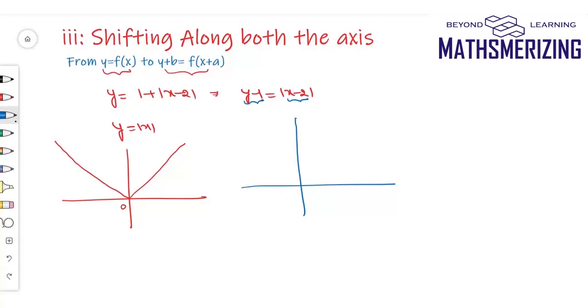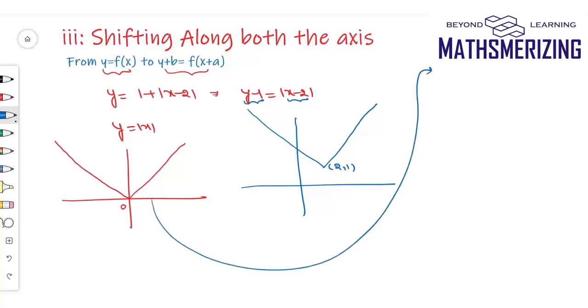So I'll shift the entire graph plus 2 units along x-axis and plus 1 unit along y-axis. So either I can take both the transformations simultaneously or I can go sequentially. Say for example, from mod x, I'll go to mod of x minus 2. So first I'll shift the graph horizontally.